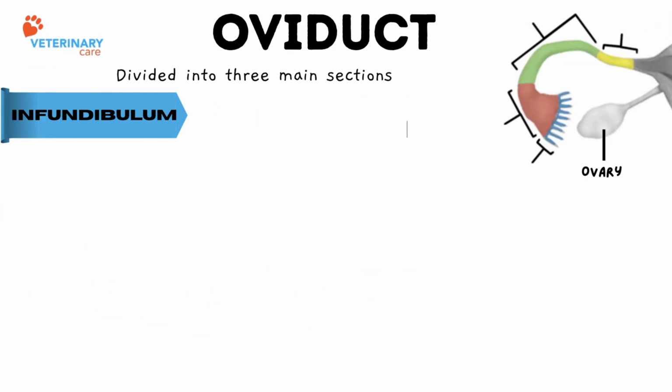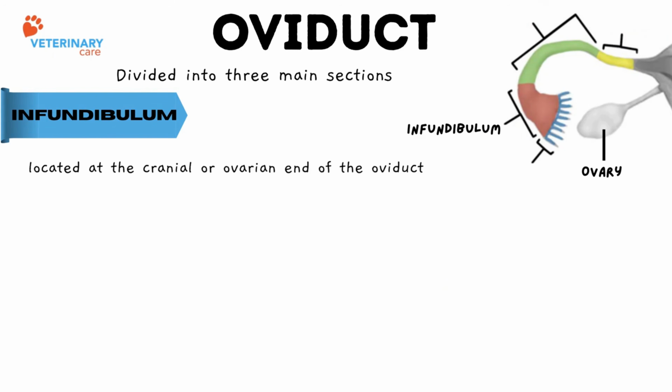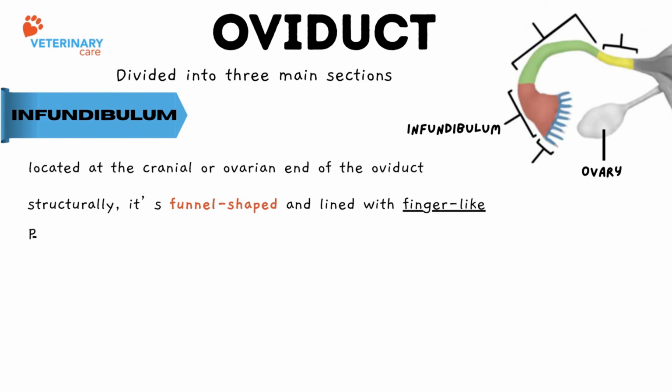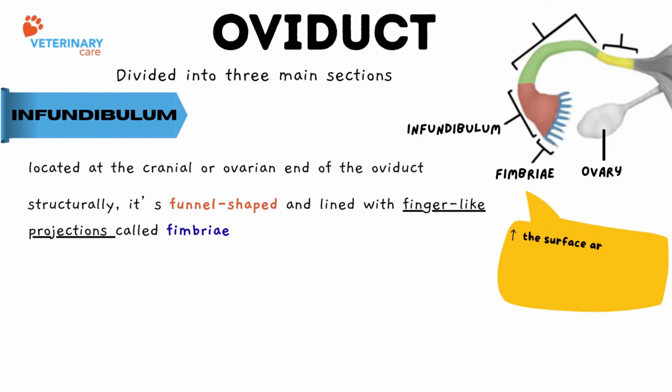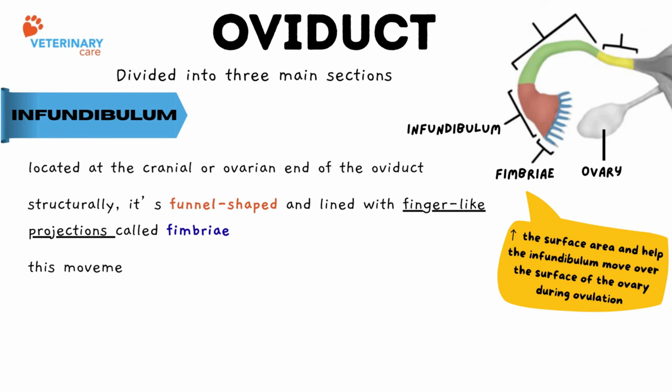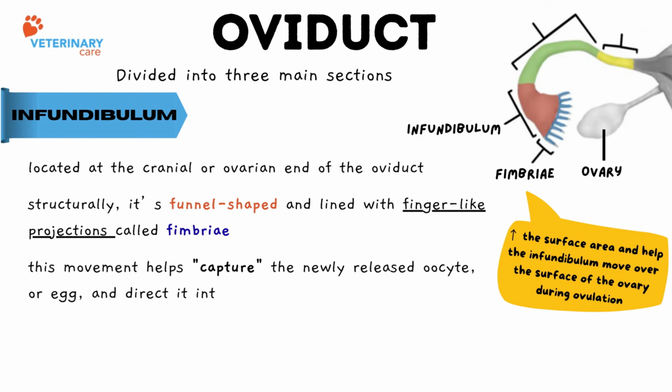First, we have the infundibulum, which is located at the cranial or ovarian end of the oviduct. Structurally, it's funnel-shaped and lined with finger-like projections called fimbriae. These fimbriae increase the surface area and help the infundibulum move over the surface of the ovary during ovulation. This movement helps capture the newly released oocyte, or egg, and direct it into an opening called the ostium, which leads to the next part of the oviduct.